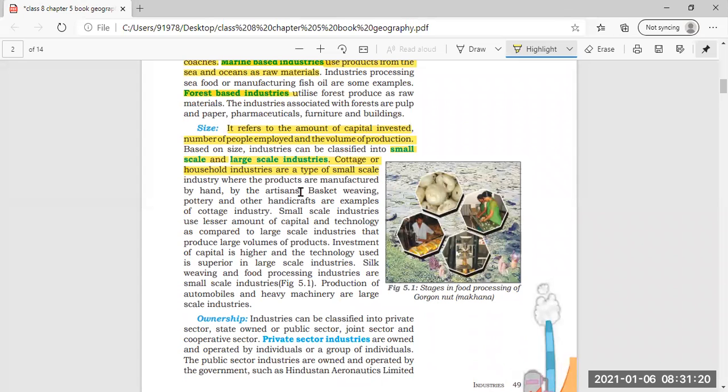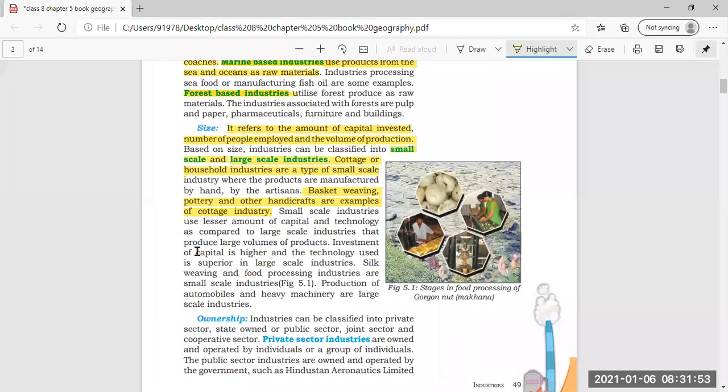So this is the small scale industry where the products are manufactured by hand by the artisans, means by the expert people. Examples are basket weaving, pottery, and other handicrafts, which are examples of cottage industries. Jam, jelly, and all, the women prepare at home and sell in the market. Plus, basket weaving, pottery, and other handicrafts are also included in the cottage industries.